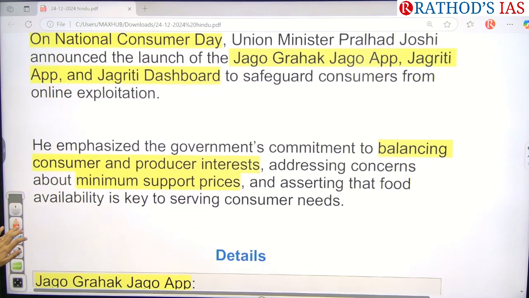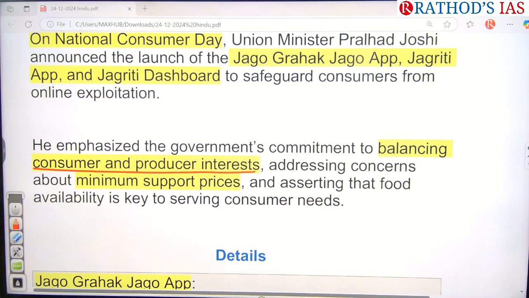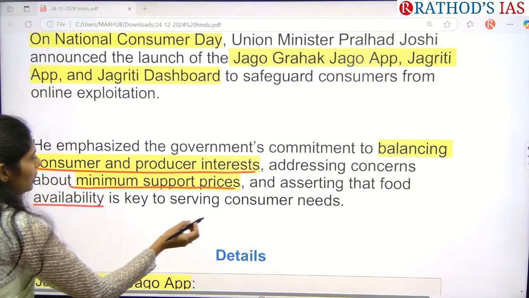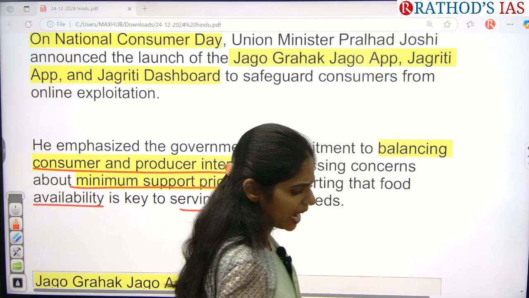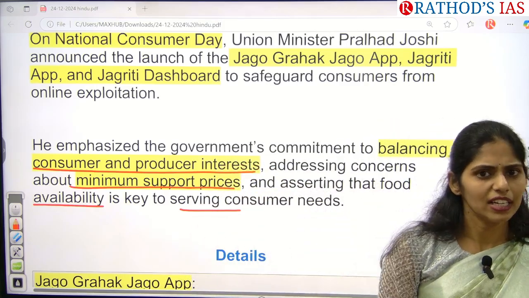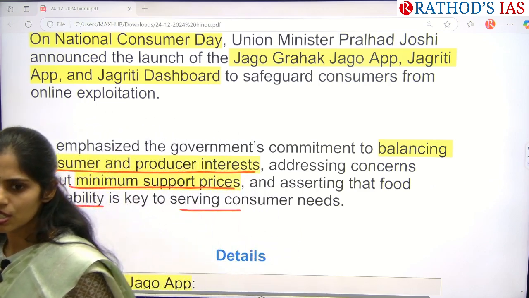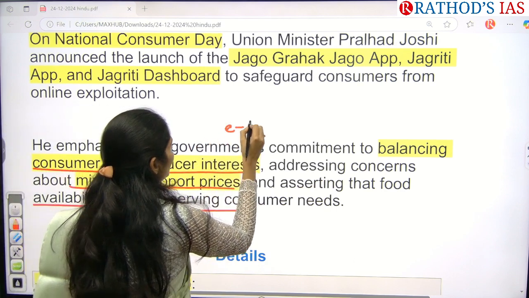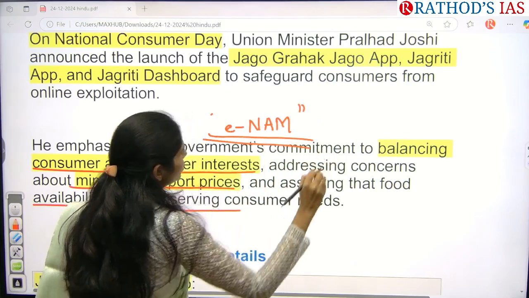Especially they want to focus on balancing consumer and producer interest, and address concerns of even minimum support price, asserting that food availability is key to serving consumer needs. If you are aware of these online platforms, farmers can also sell directly on online platforms. Can you tell me such an example? We have eNAM, right? eNAM is a platform where farmers can sell their produce directly to consumers.